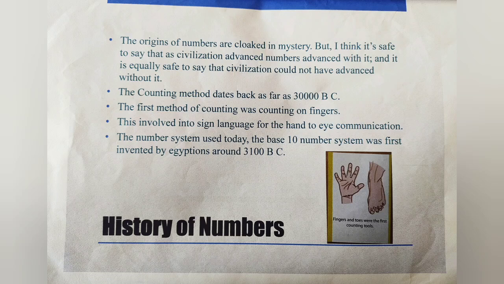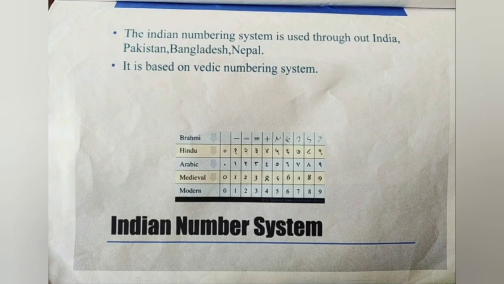The origin of numbers is cloaked in mystery, but I think it's safe to say that as a civilization advanced, numbers advanced with it, and it is equally safe to say that civilization could not have advanced without it. The first method of counting was counting on fingers. The counting method dates back as far as 30,000 BC. Our Indian number system is based on the Vedic number system, and this is not only used in India but also in Pakistan, Bangladesh and Nepal.